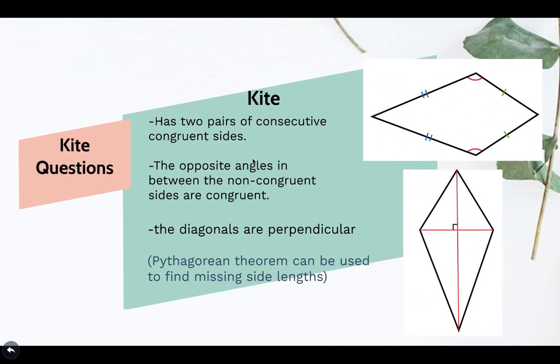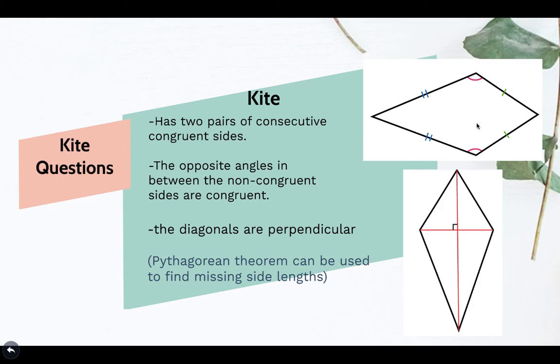We know that the opposite angles in between the non-congruent sides will be congruent. So all that means is these two pink angles across from each other are congruent. We don't know that these two angles are congruent though. So be careful. Make sure the angle is in between the two non-congruent sides.